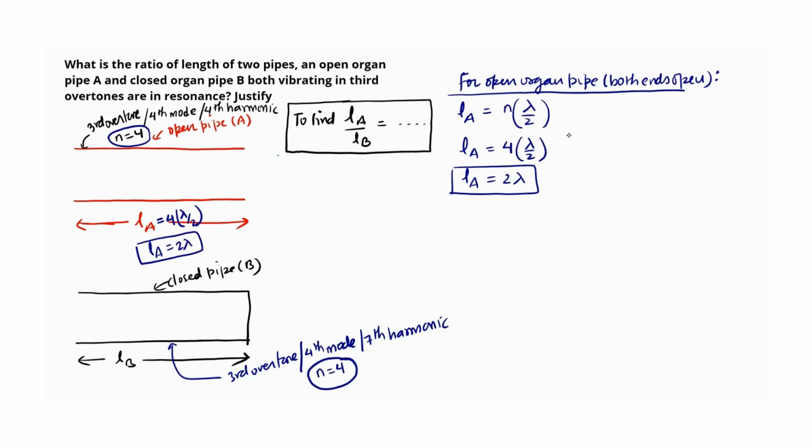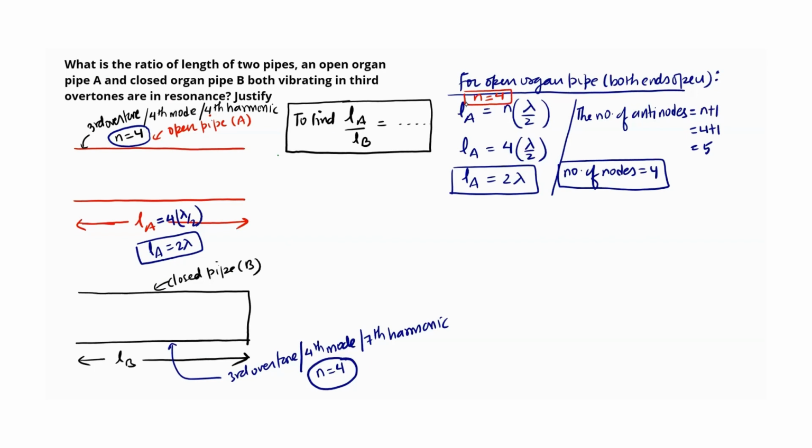Now, in an open organ pipe, the number of antinodes equals n plus 1. So we have n equals 4, we can see n equals 4, clear? So we have 4 plus 1. So the number of antinodes is 5, and the number of nodes equals 4. Let me write over here. In this case, we have n equals 4. Therefore, there are 5 antinodes and 4 nodes.